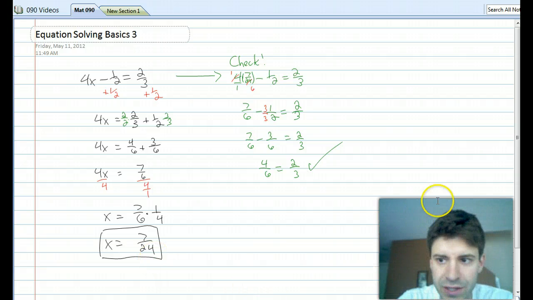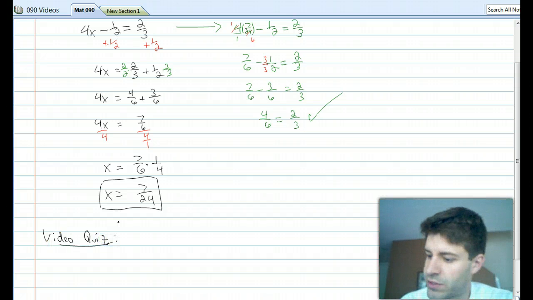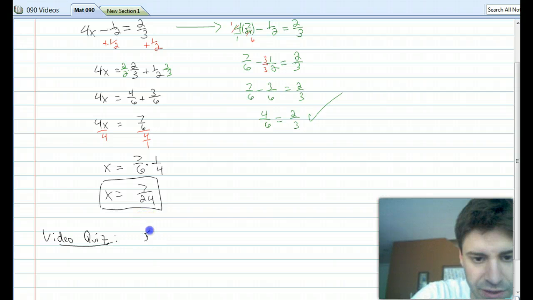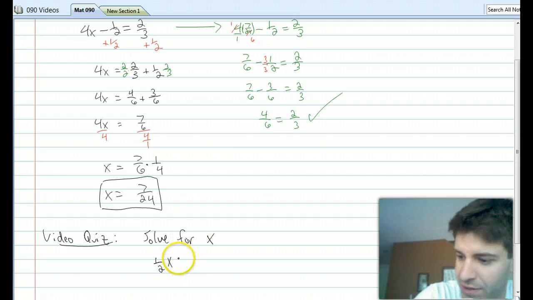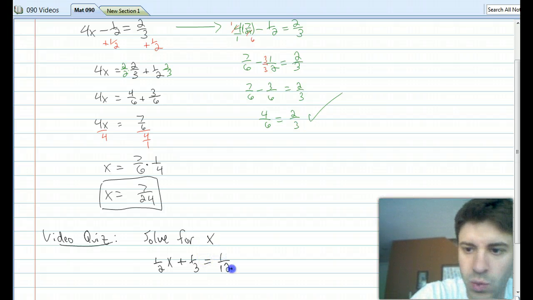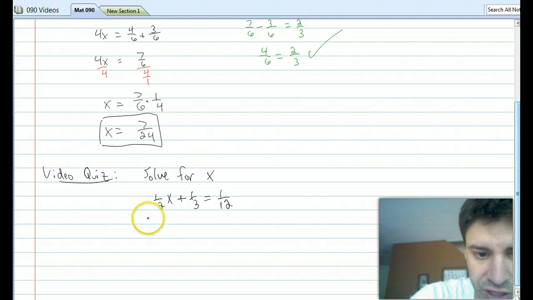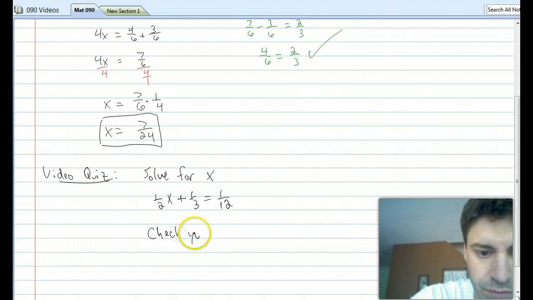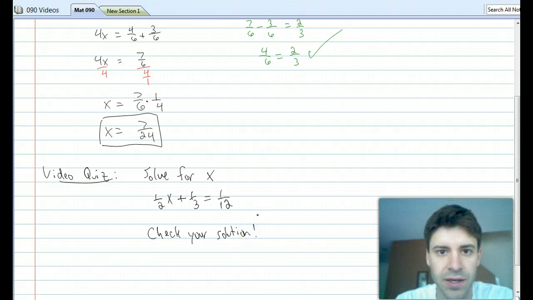Good. Okay, it's time for a video quiz. The video quiz for this lesson is solve for x. The equation you're going to be solving is 1/2 x plus 1/3 equals 1/12. And then when you finish solving that equation for x, you can check your solution, and you should check your solution to make sure that you got it right. Hand all that in class, and I'll see you in the next video.